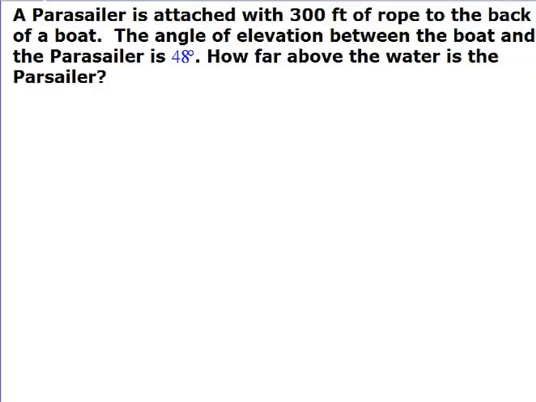A parasailer is attached with 300 feet of rope to the back of a boat. So first of all, do you guys know what parasailing is? Okay, so you're attached to a boat, so instead of skiing, you've got a parachute with a harness, and you're flying, right? So I need a boat.